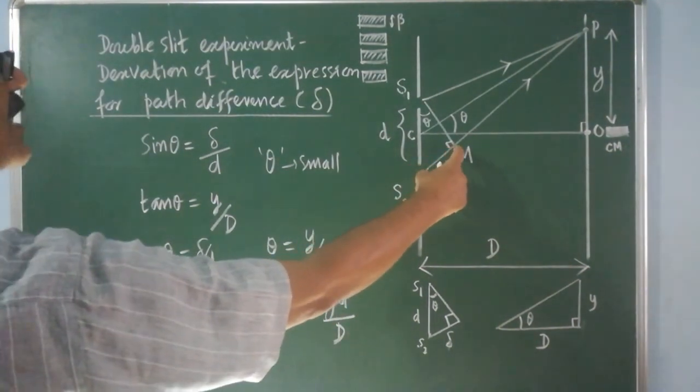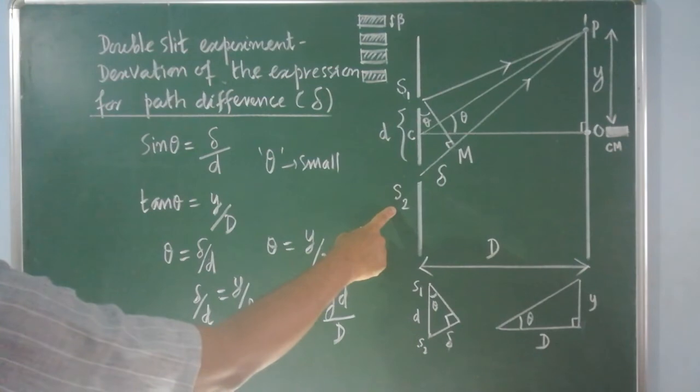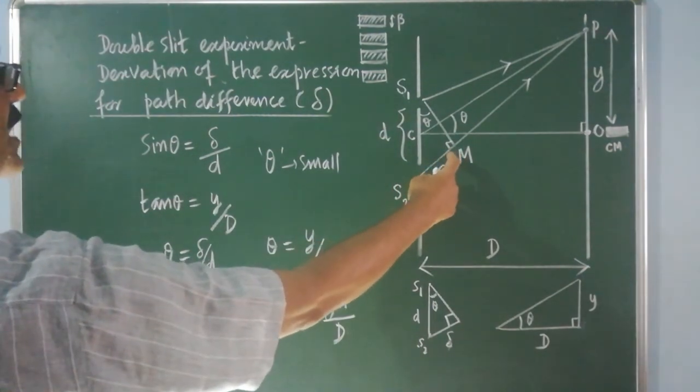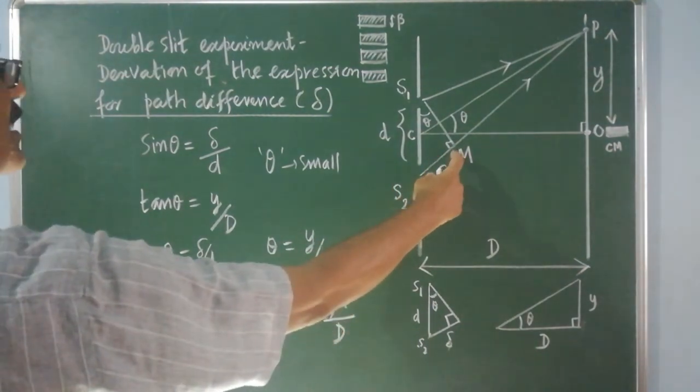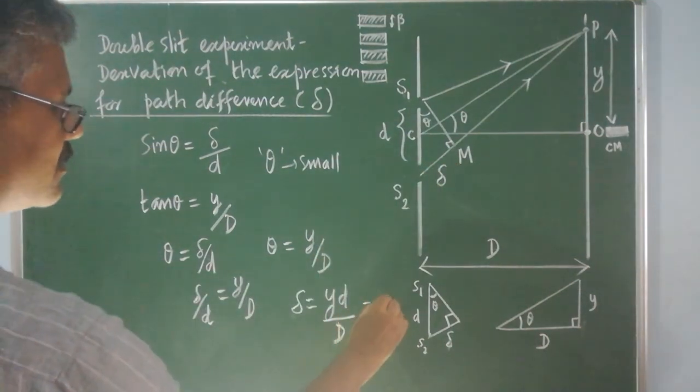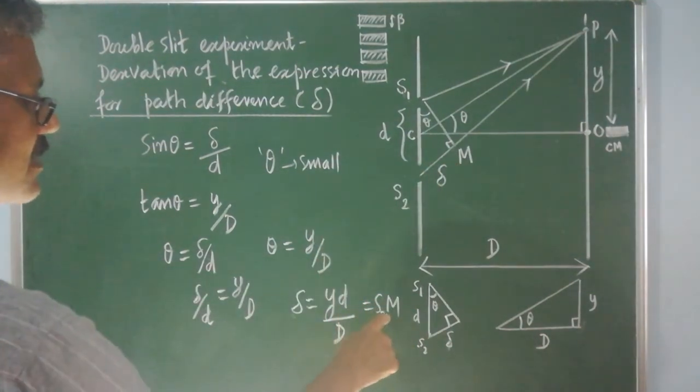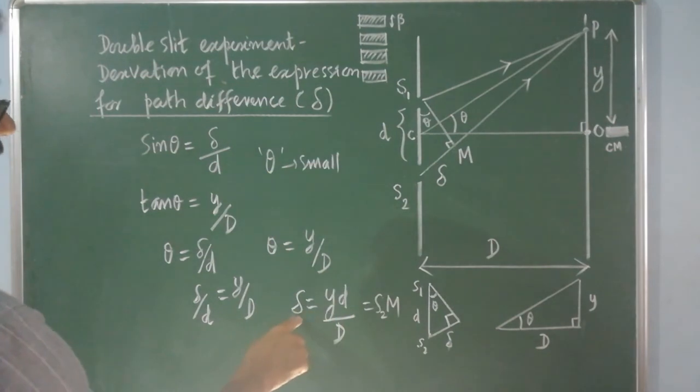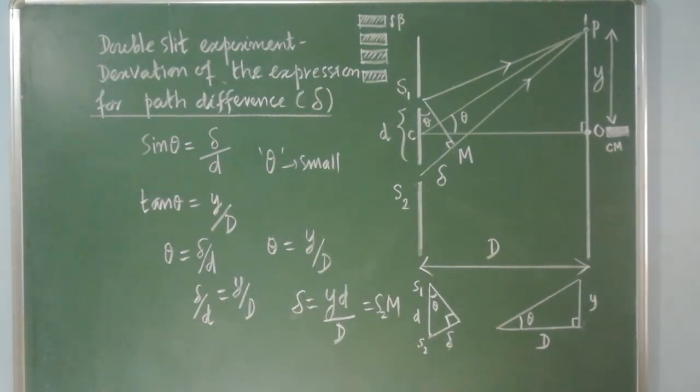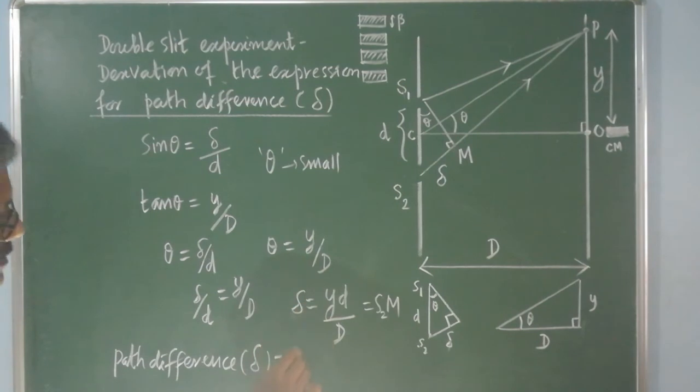This is the expression for path difference. This is the extra distance traveled by the second wave, this extra distance S2M. The extra distance traveled by the second wave, the path difference, can be calculated. So what is the expression for path difference? We can write path difference, its symbol is known, delta, represented by y d divided by D.